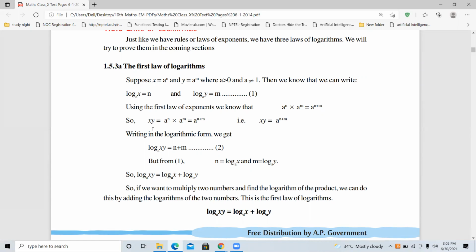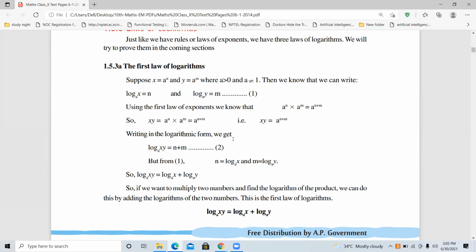When we multiply x and y, we get xy equal to a power n into a power m. Since the bases are equal, the exponents must be added, and hence it will become a power n plus m. Therefore, xy equal to a power n plus m. Now this is written in the logarithmic form like this: log xy base a equal to n plus m, which will be equation 2.